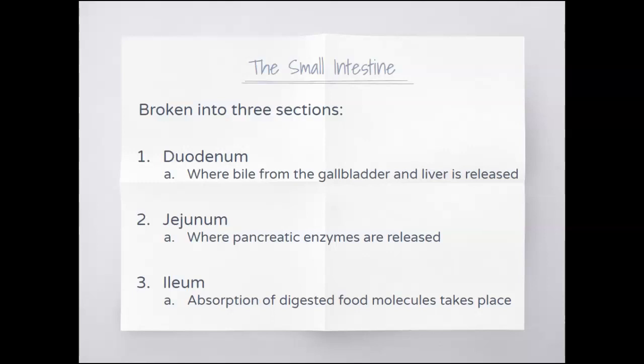This is where pancreatic enzymes are released because, again, this is right near where the pancreas is. And then the third part is the ileum, and this is where actual absorption takes place. So during the duodenum and the jejunum, this is where you are continuing to break down this food and releasing all of these nutrients that the body wants to absorb. In the ileum, that's where the absorption actually happens.